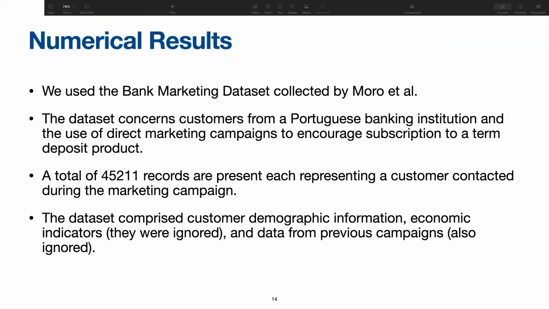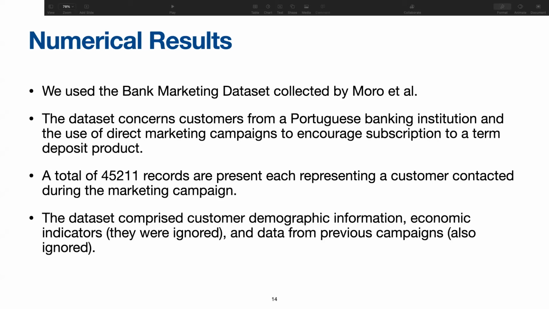Okay, so on to some numerical results. There's a bank marketing dataset, and it was collected by Moro et al. The dataset concerns customers from a Portuguese banking institution and the use of direct marketing campaigns to encourage subscription to a term deposit product. There were a total of 45,200 records, and each record represents a customer contacted during a marketing campaign.